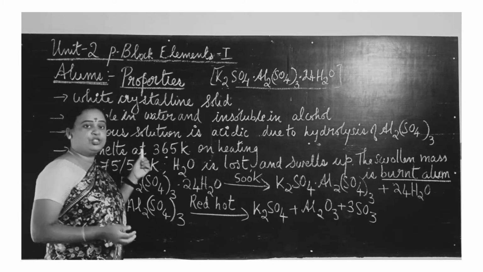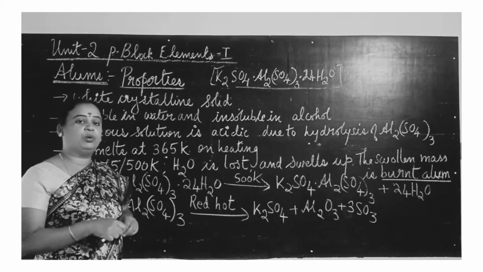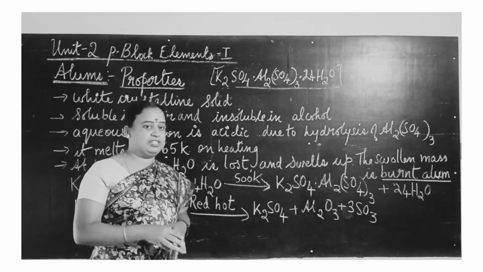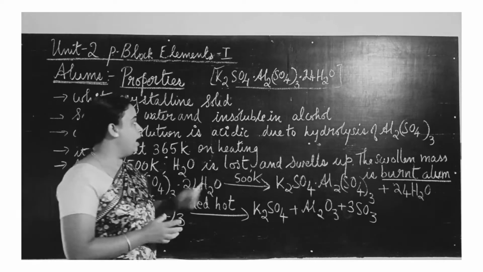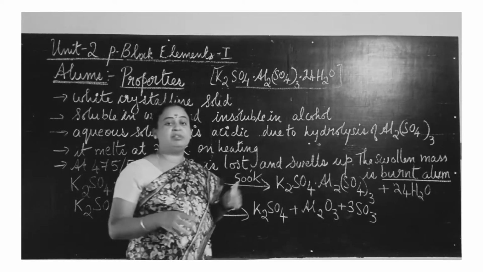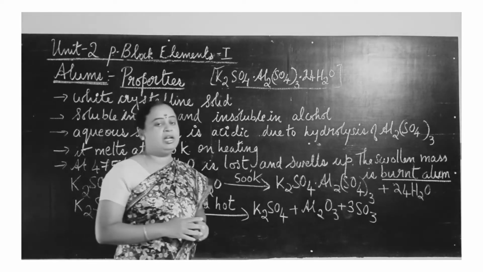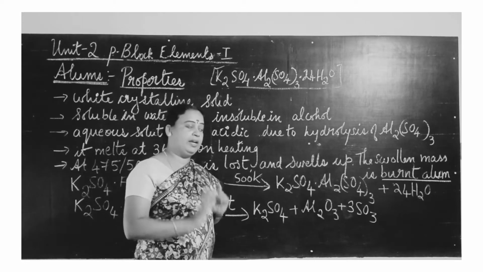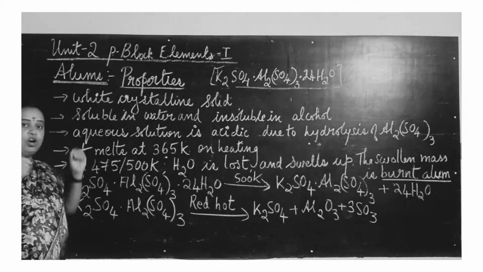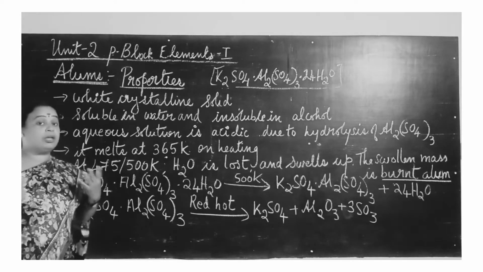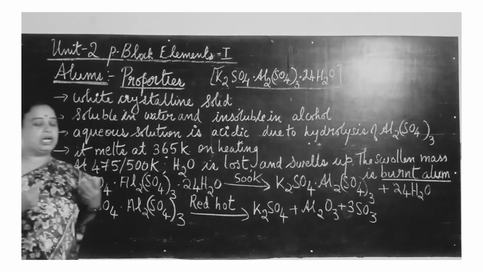Now this alum is soluble in water, that means when you put it into water, it undergoes solubilization. It is completely dissolved in water, but in alcohol it is insoluble, that means it will not dissolve in alcohol. Alum will dissolve only in water. Now when alum is dissolved in water, it becomes an aqueous solution. Aqua means water, it becomes aqueous solution.